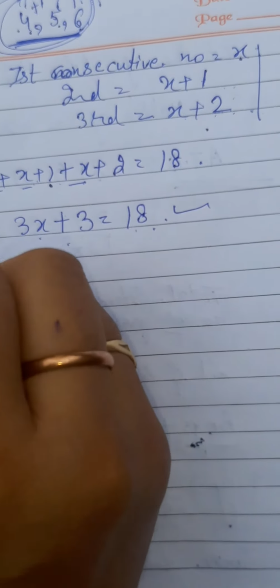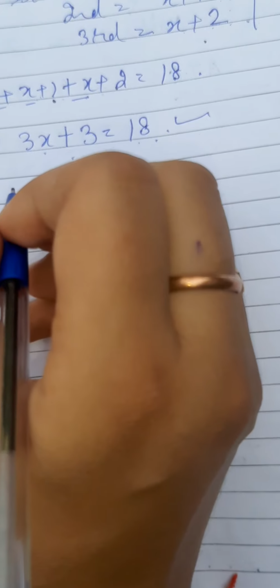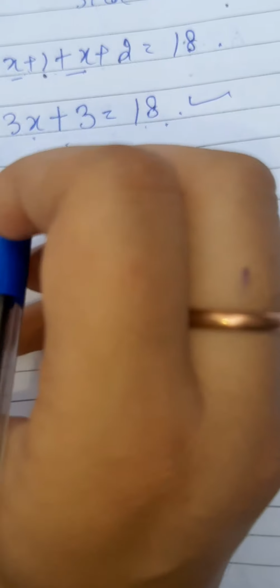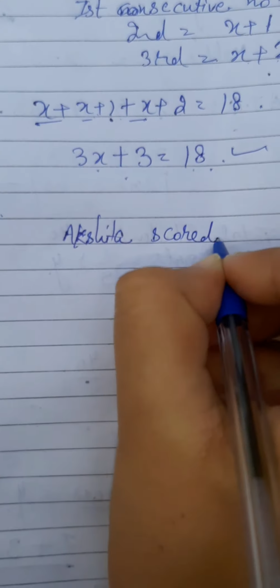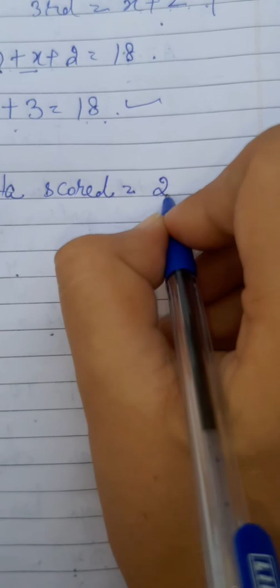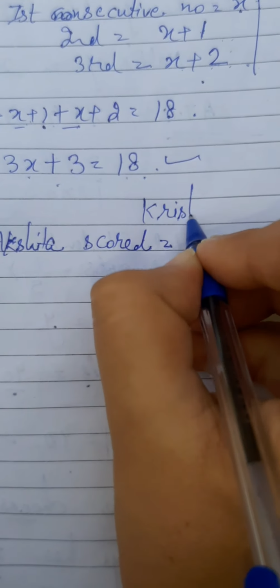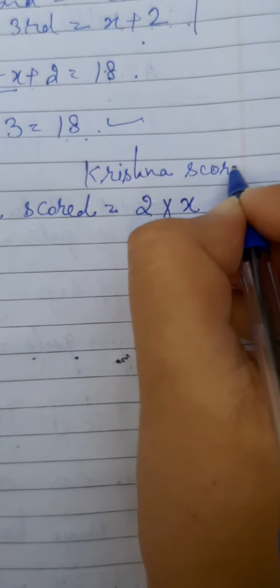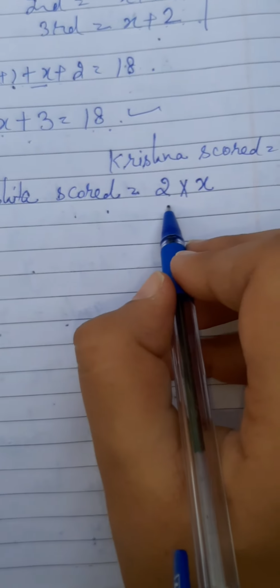Okay. Now B part of 6th question. Akshita scored twice as many as Krishna. Akshita scored twice as many as Krishna. So we will let Krishna score x. Okay, so Akshita scored 2x.